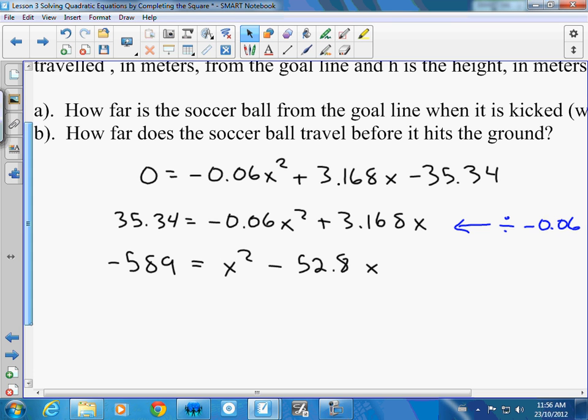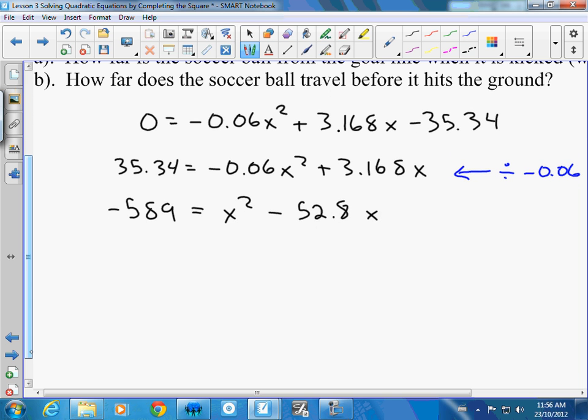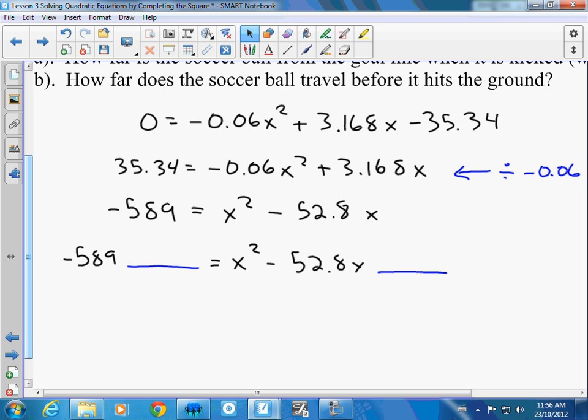I'm going to write this out one more time because I want to put my little lines in here because I always forget. So negative 589, or whatever the line is, I'm going to add something in there. X squared minus 52.8x, and here's my other line right here. Now, why did I put my line on the right-hand side of the negative 589? If you put it on the other side, will you make a mistake? Yeah, you will. Do it the same every time. Is it always on the right of the number?